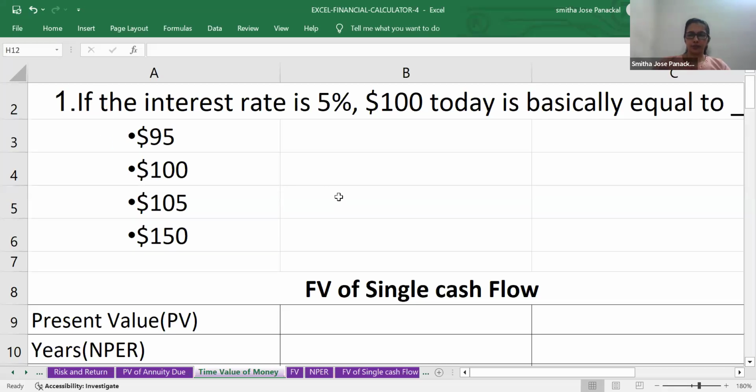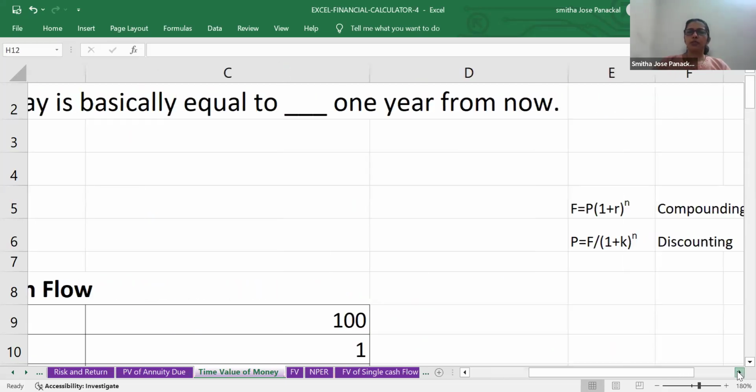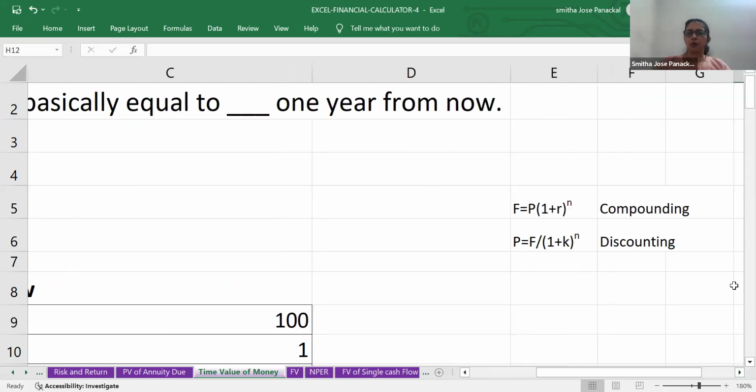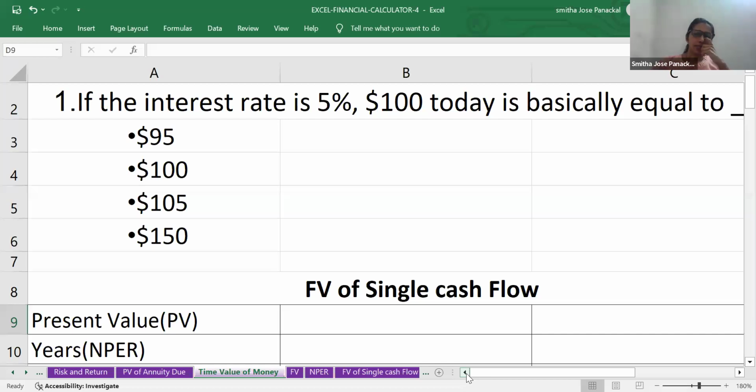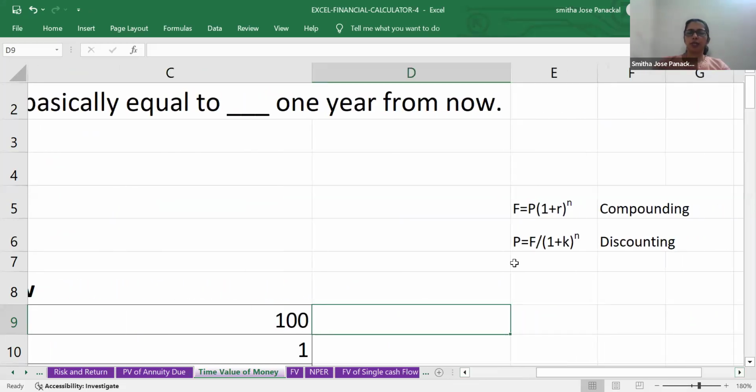Hope you can see the Excel sheet, right? Yes, ma'am. If the interest rate is 5%, $100 today is basically equal to dash 1 year from now. Let me adjust the screen. You are investing $100 today at the rate of 5%. You want to know how much you will get after 1 year.